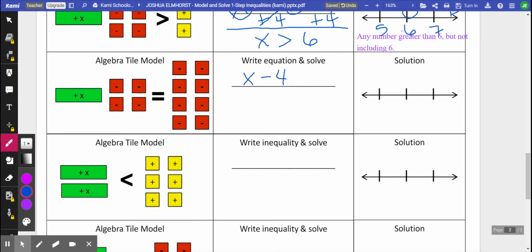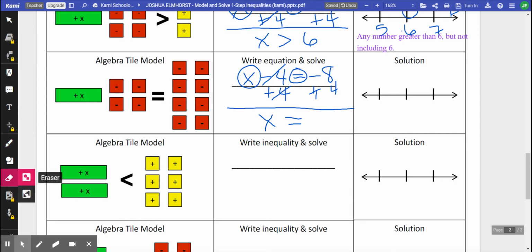X minus 4 is equal to -8. So we got our variable, our symbol, and then we do our answer. +4, +4. Cancel, cancel. Bring the x down, bring your symbol down, and then we had $8. No, we owed our friend $8. We paid them 4, so we still owe our friend $4.